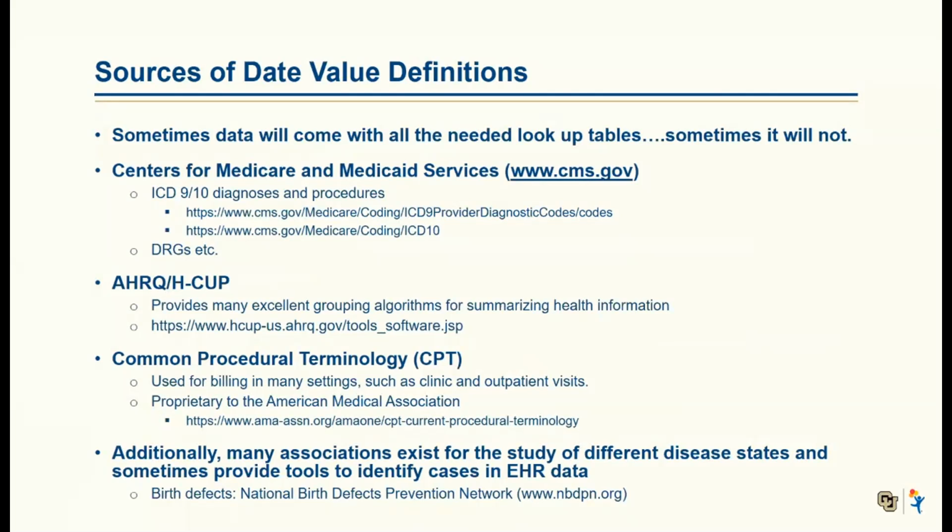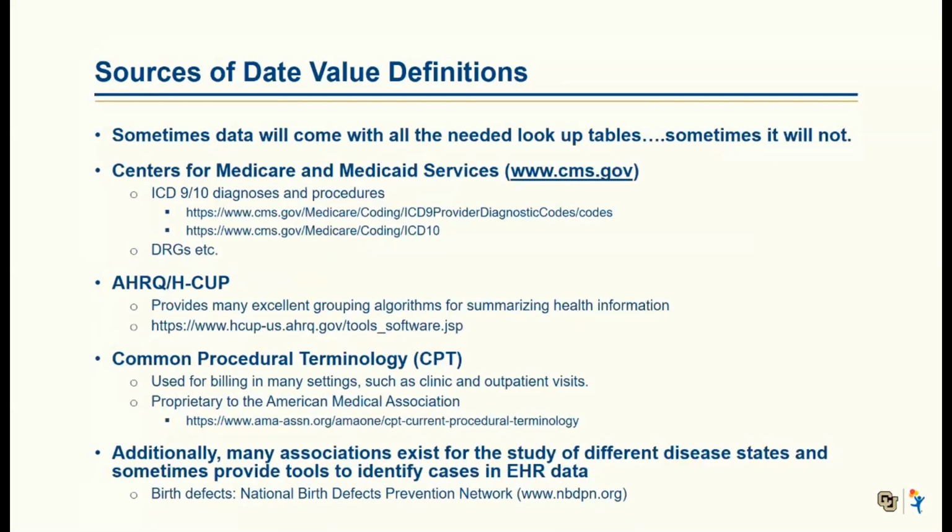Fortunately, CMS provides downloadable lookup tables, and many other useful tools for understanding these codes can be found on other websites, such as AHRQ's HCUP website. If you analyze professional claims, you will also run into common procedural terminology, or CPT codes. While you can usually Google them on an individual level, they are proprietary to the American Medical Association, and a small fee is required to get a complete lookup table.